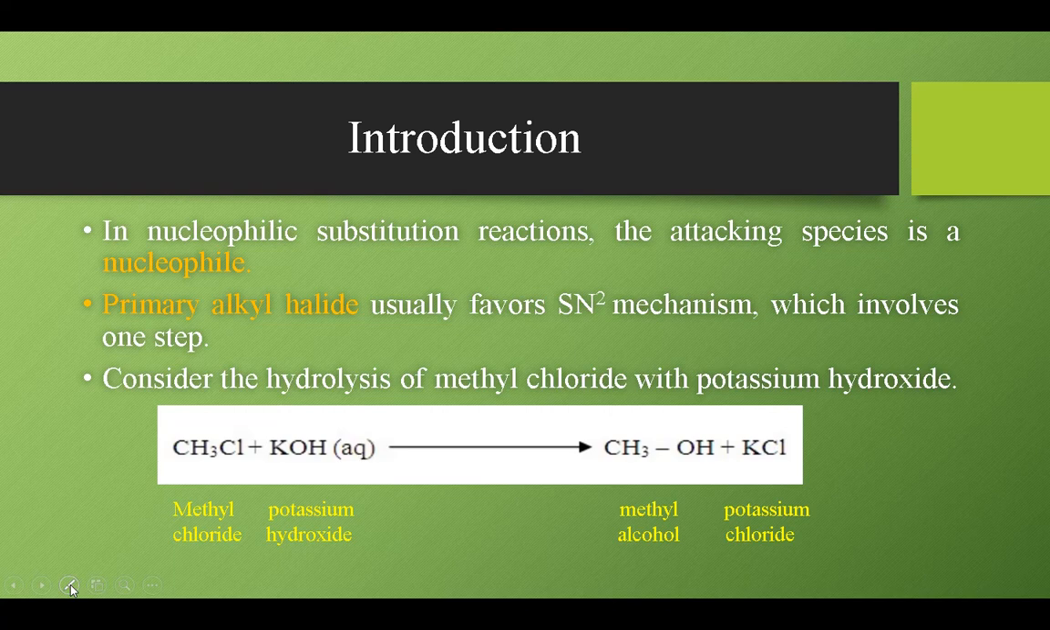Coming to the introduction part here. SN2 reaction is a substitution reaction, so in nucleophilic substitution reactions, the attacking species is a nucleophile. Primary alkyl halide usually favors SN2 mechanism, which involves one step. Consider the hydrolysis of methyl chloride with potassium hydroxide. In this reaction, methyl chloride reacts with potassium hydroxide and undergoes nucleophilic substitution, where hydroxyl ion, OH-, is the nucleophile which replaces the chloride ion, Cl-, to form methyl alcohol and potassium chloride.